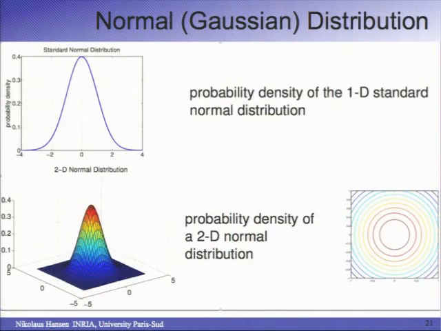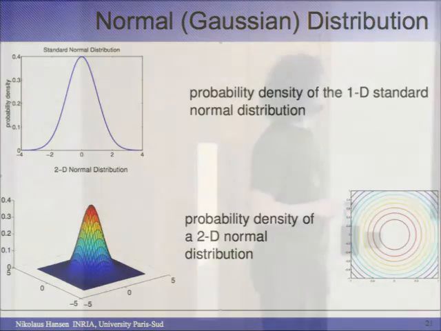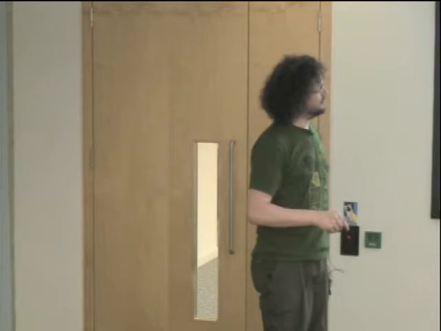Most of you probably know this. That's a 1D standard normal distribution. That's the density of a 2D standard normal distribution. These are lines of equal density. In general, the lines of equal density are ellipsoids, yes?